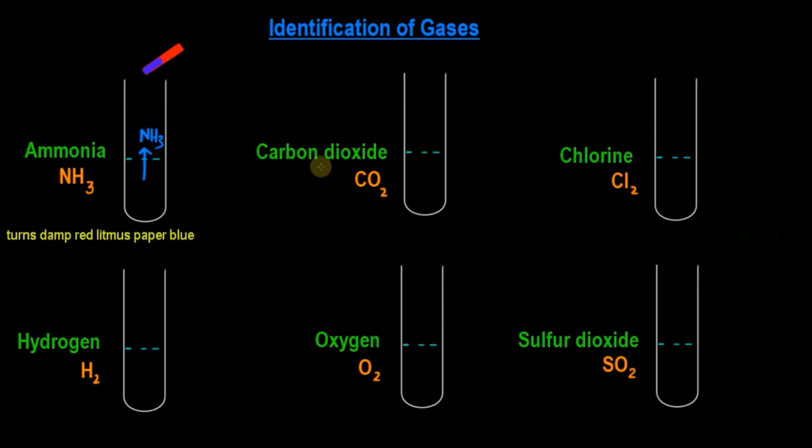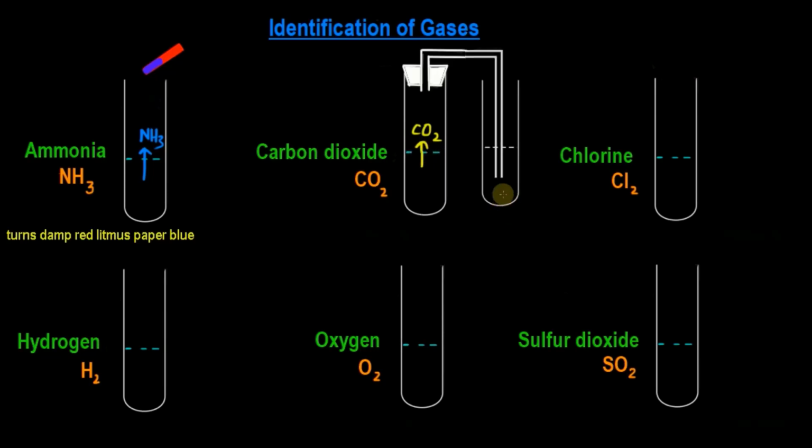The next gas that we have to identify is carbon dioxide. Carbon dioxide gas is produced here in the test tube and is coming out from here. What we do is pass carbon dioxide gas through lime water. Let's see how it is done. This is how we are passing the carbon dioxide gas through lime water.